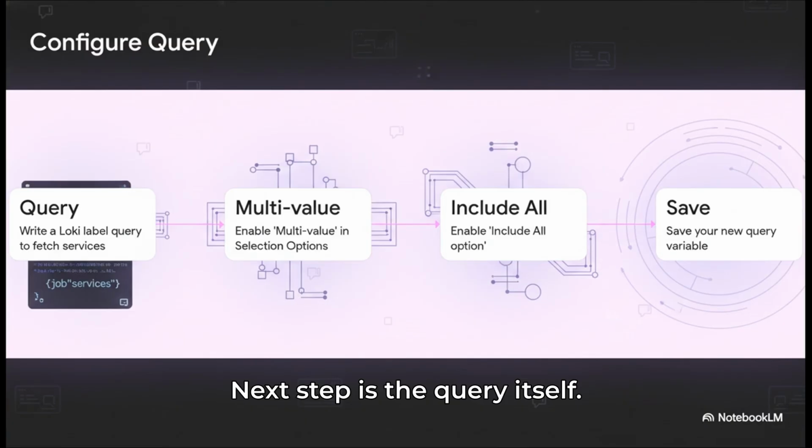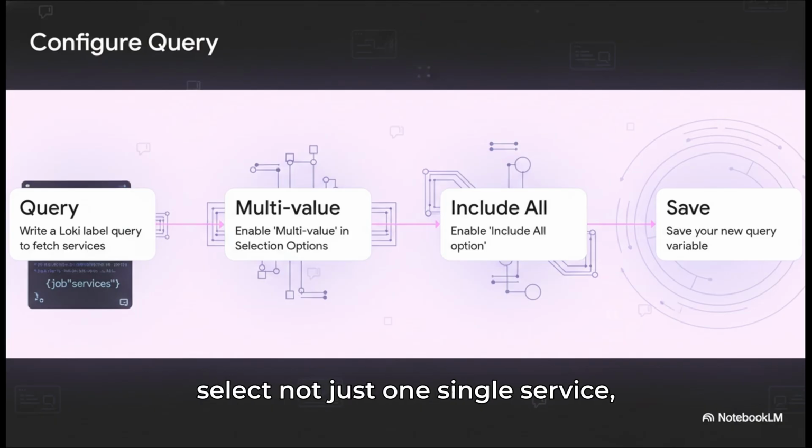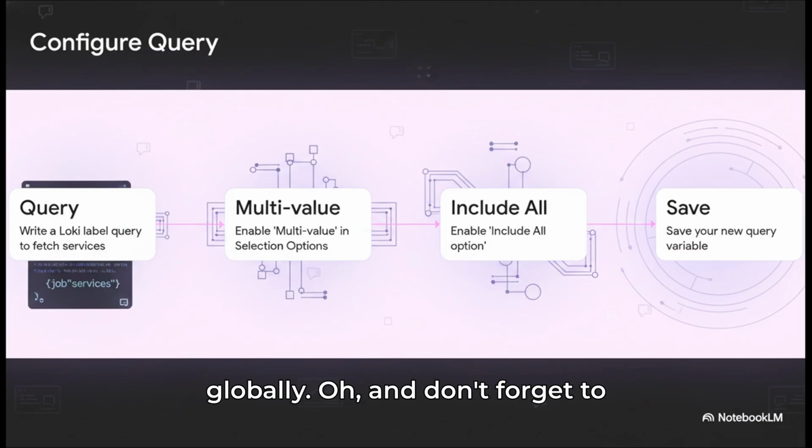Next step is the query itself. You'll write a simple Loki label query to fetch your services. But listen, here is the real secret to transforming a totally static dashboard into an interactive powerhouse. You want to scroll down to selection options and enable multi-value and the include all option. This lets you select not just one single service, but multiple services at the exact same time. You can even zoom out and look at your entire system globally. Oh, and don't forget to hit save.